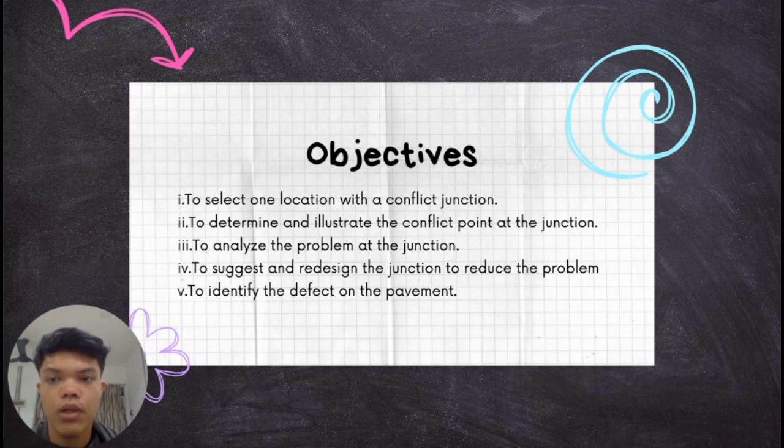There are several objectives that we want to accomplish. The first one, to select one location with a conflict junction. Second, to determine and illustrate the conflict point at the junction. Third, to analyze the problem at the junction. Fourth, to suggest and redesign the junction to reduce the problem. And lastly, to identify the defect on the pavement.